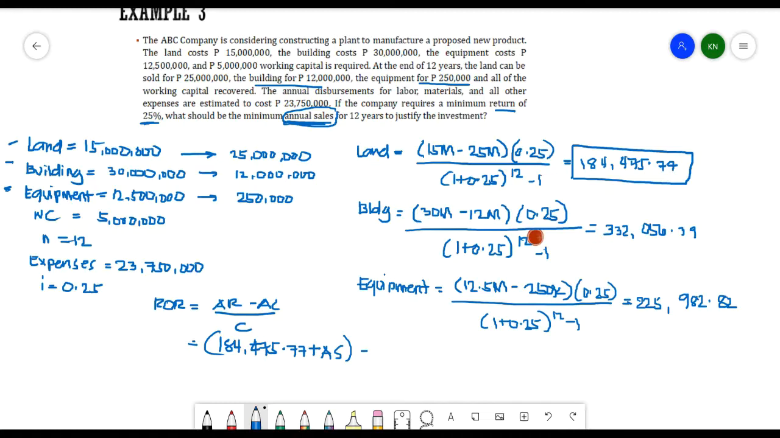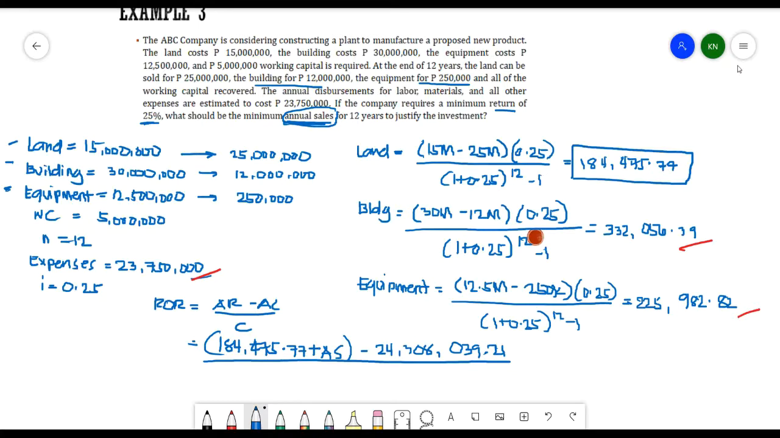in which our AC is this one. Our AC is 332,225, and this one. So the annual cost that we have are the expenses, the equipment, and the building. So if you add the annual cost, we'll get equivalent to 24,308,039.21 centavos. That is divided by the capital that we have.